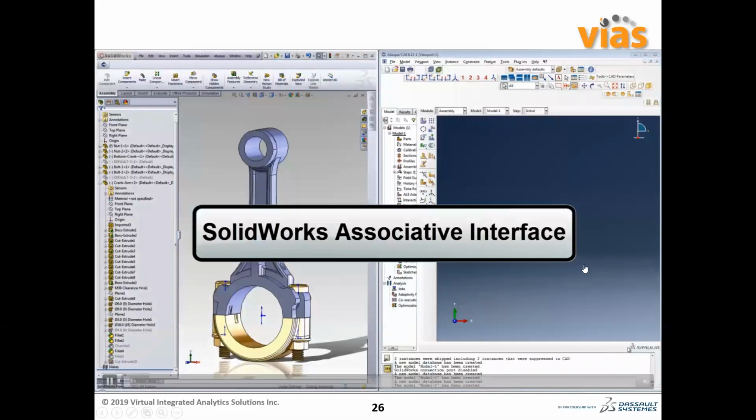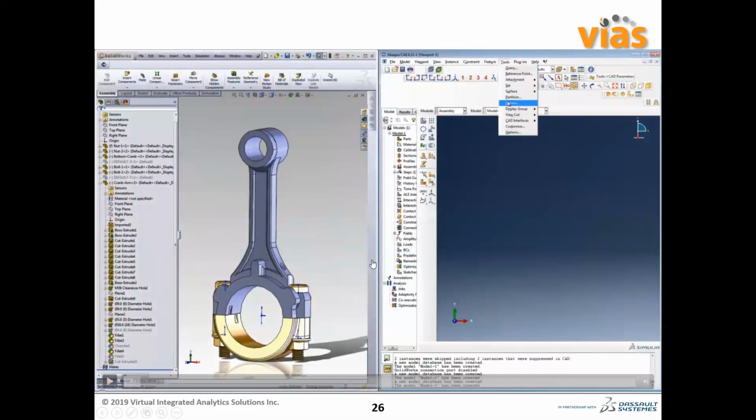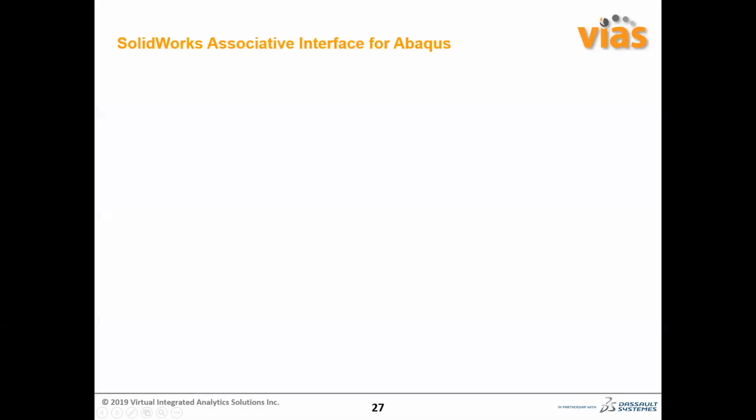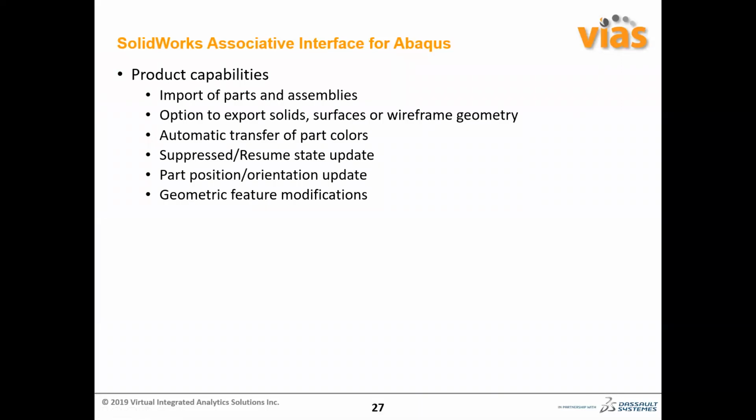I believe this is quite interesting, and you can have a better understanding of your product with the advanced capability of Abaqus apart from SolidWorks Simulation. A few of the capabilities: you can import the parts and assembly from SolidWorks directly, without rearranging them for the whole assembly creation. You can even export the solid, surface or wireframe geometry as well. So there are options for that.